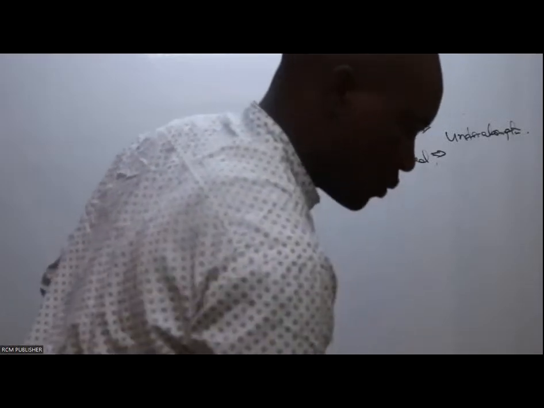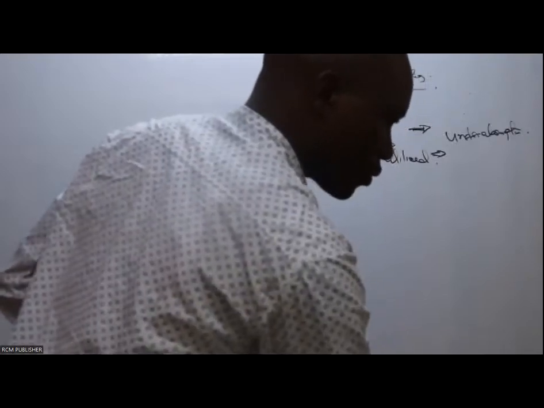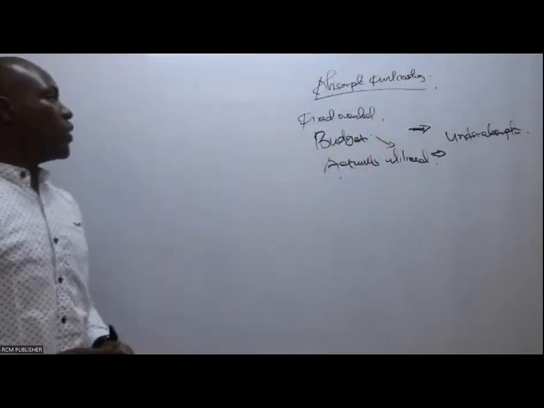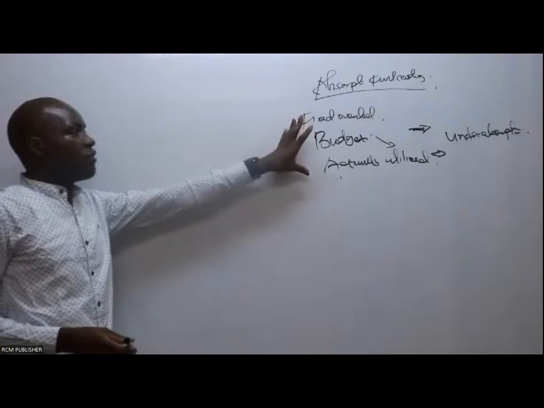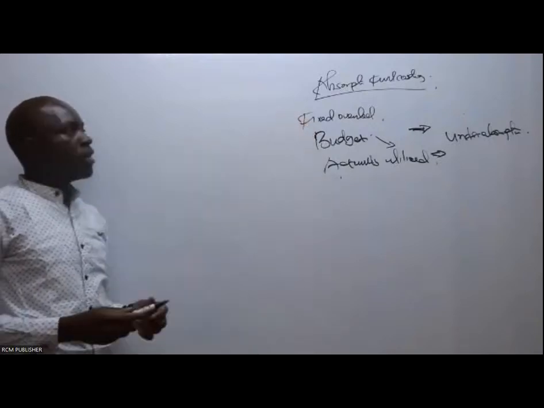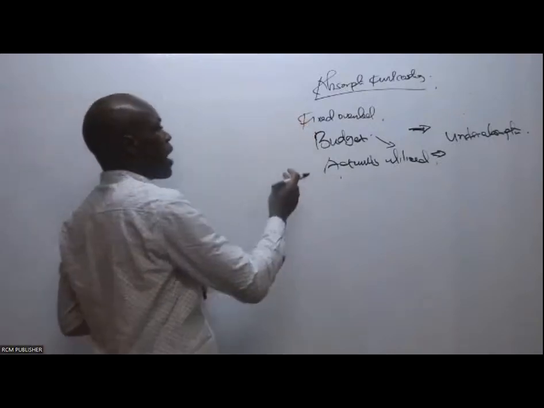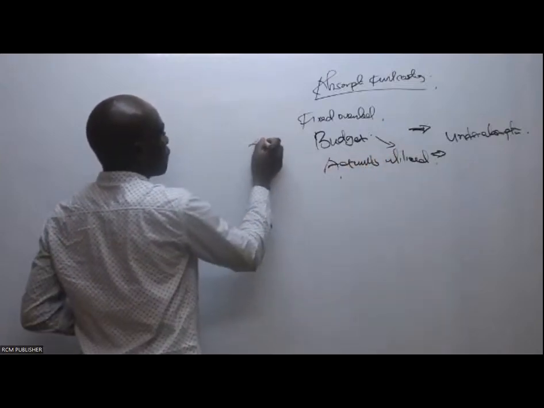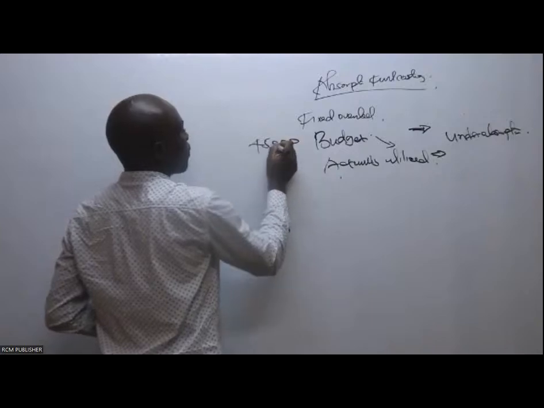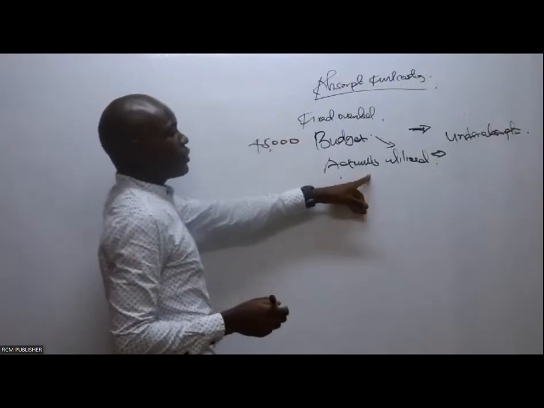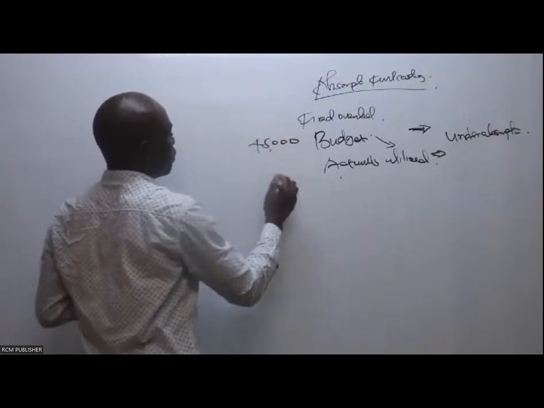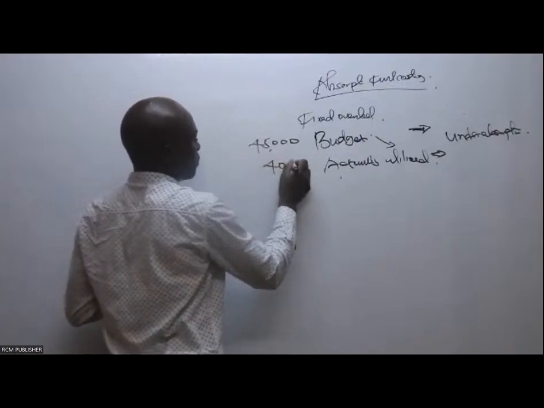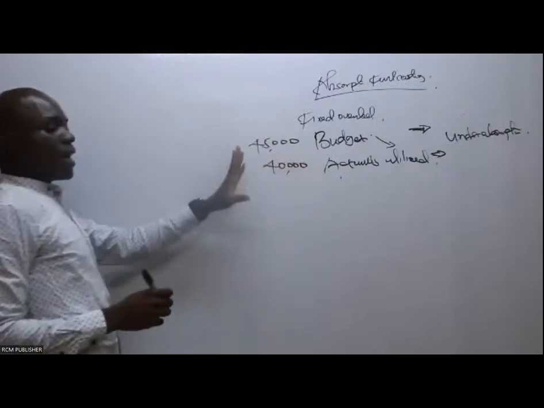Okay, now that is what we are going to look at. These overheads, the under or over, this is what I have. I've budgeted overheads of 45,000. It is more than whatever is actually absorbed, which is 40,000. So there is under absorption.